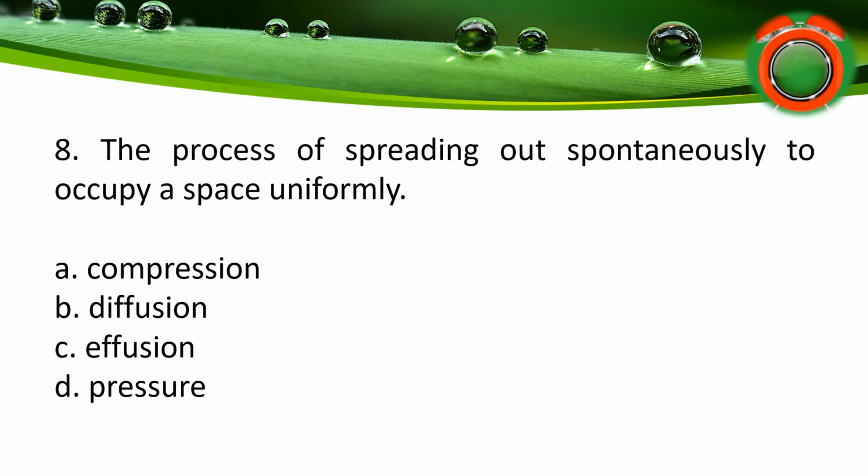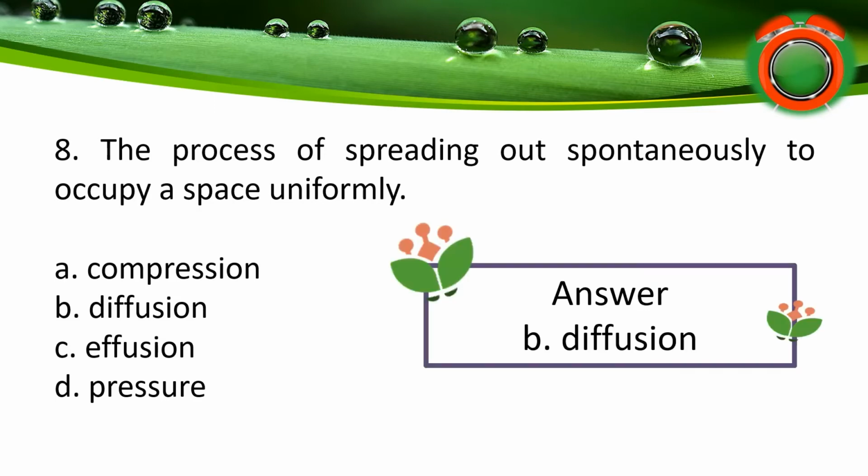Number 8 question. The process of spreading out spontaneously to occupy a space uniformly. A. Compression. B. Diffusion. C. Effusion. And D. Pressure. The correct answer is B. Diffusion.